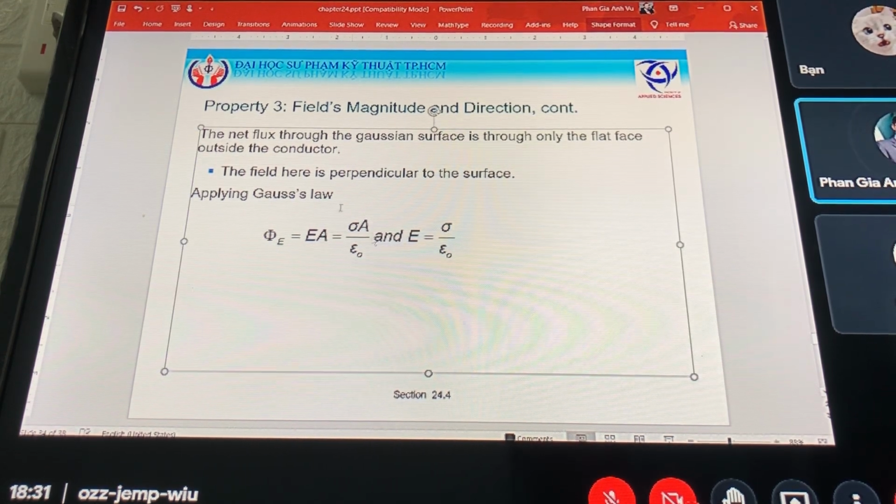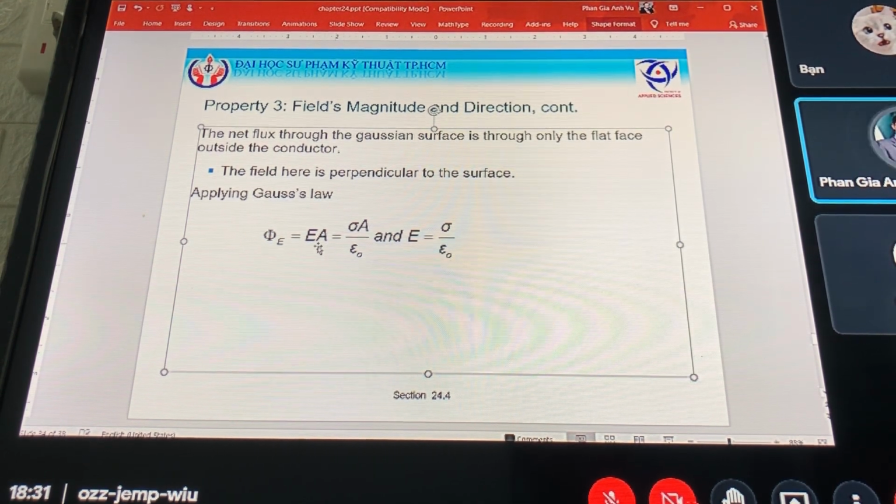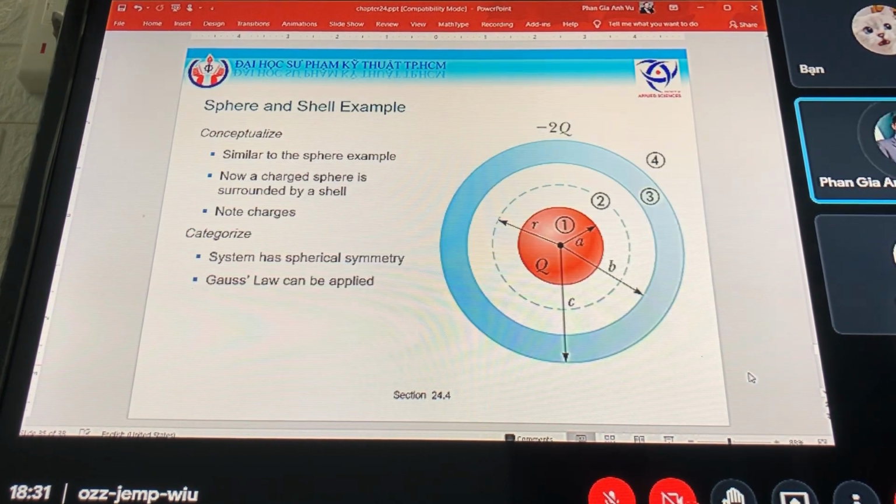Okay, you see here is the calculation of the flux, E multiplied with A. Here is the Gauss law, right? So you can easily find E is sigma over epsilon 0, and so on.